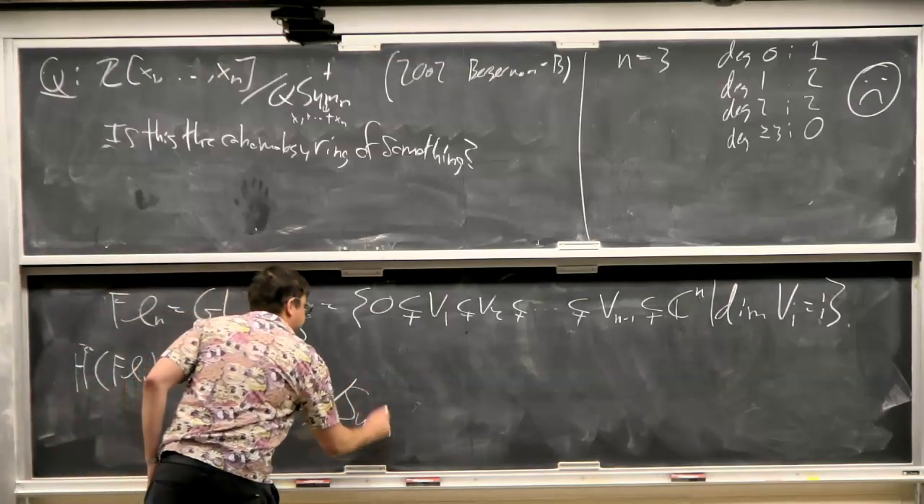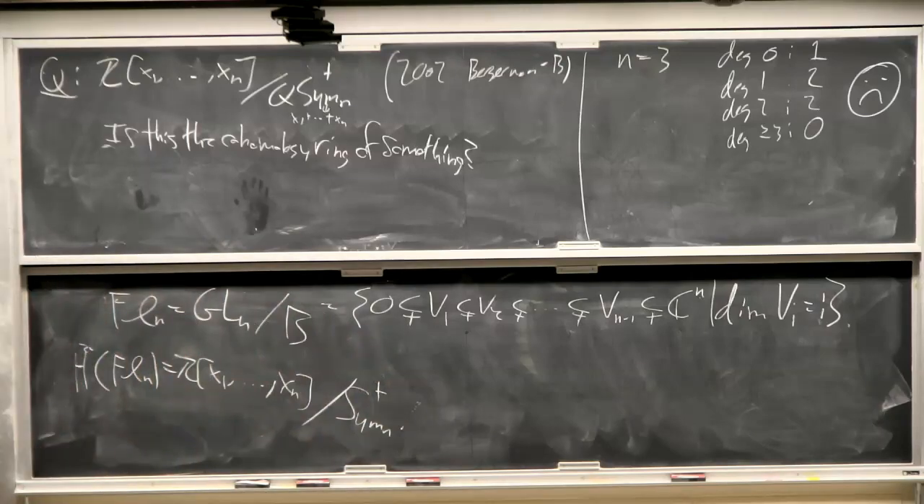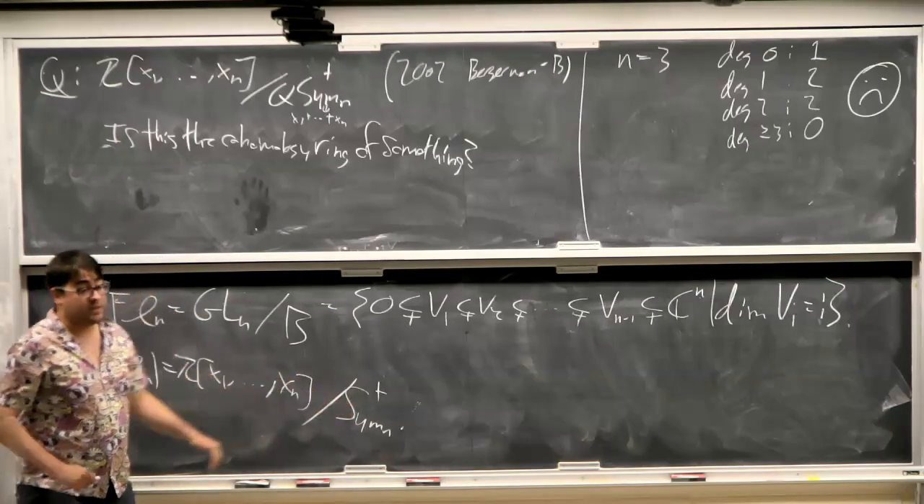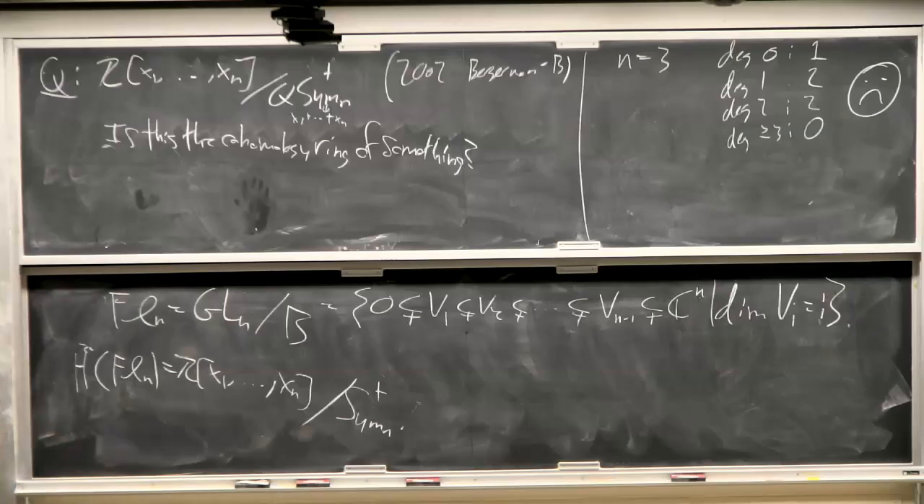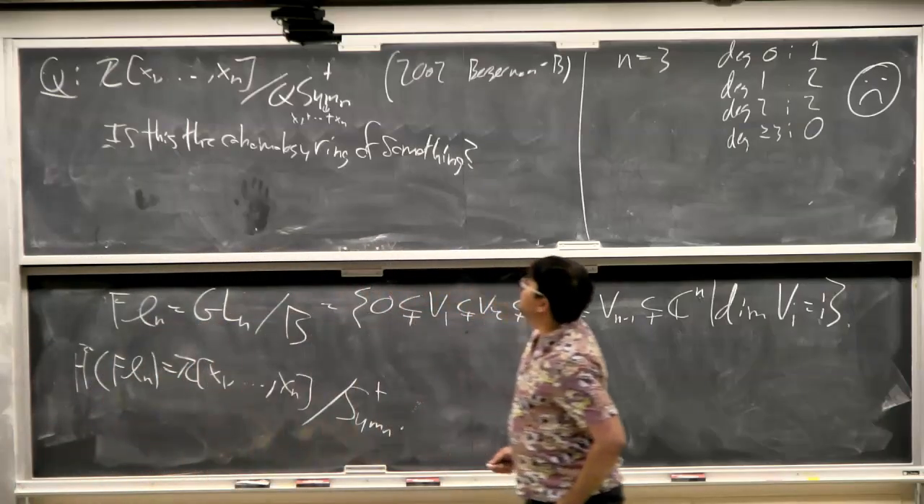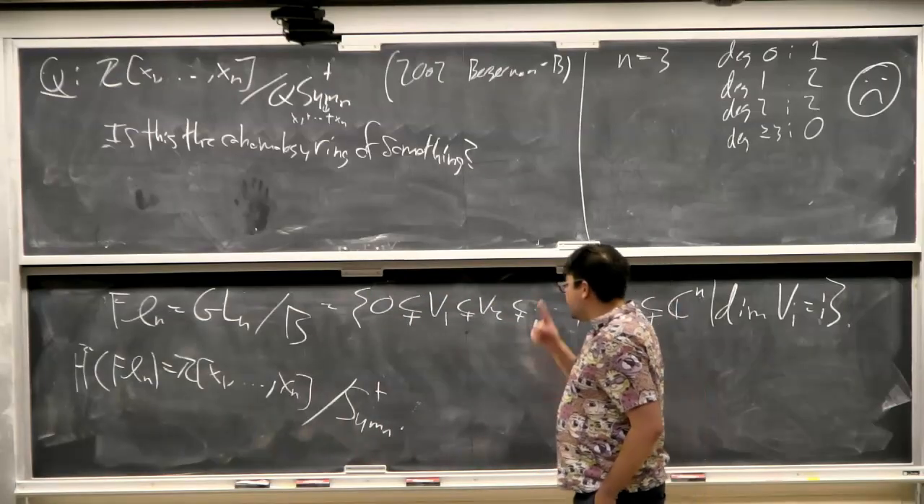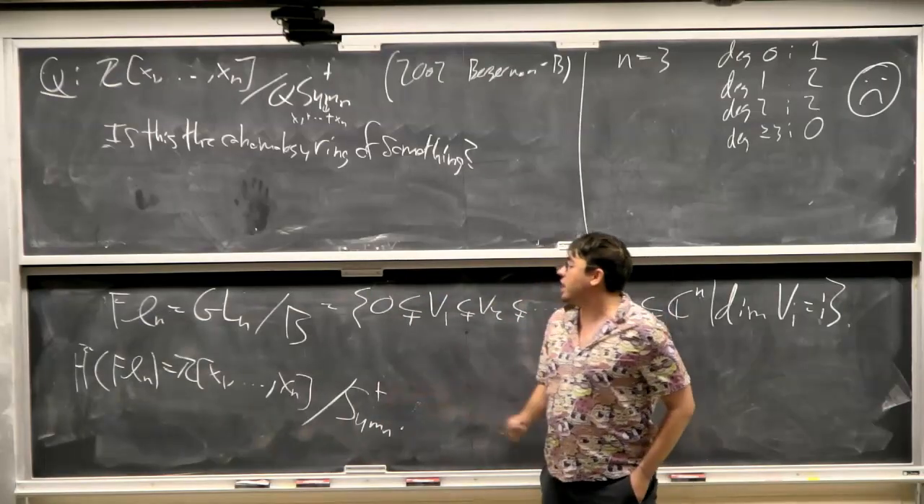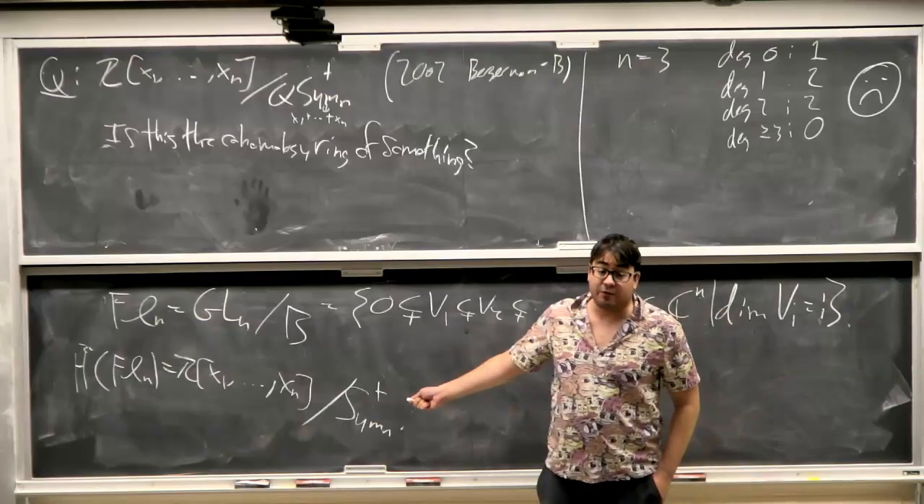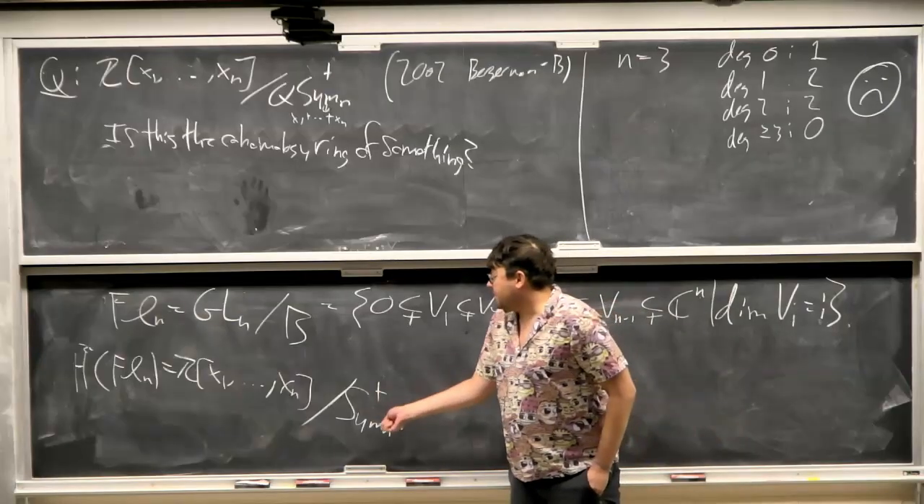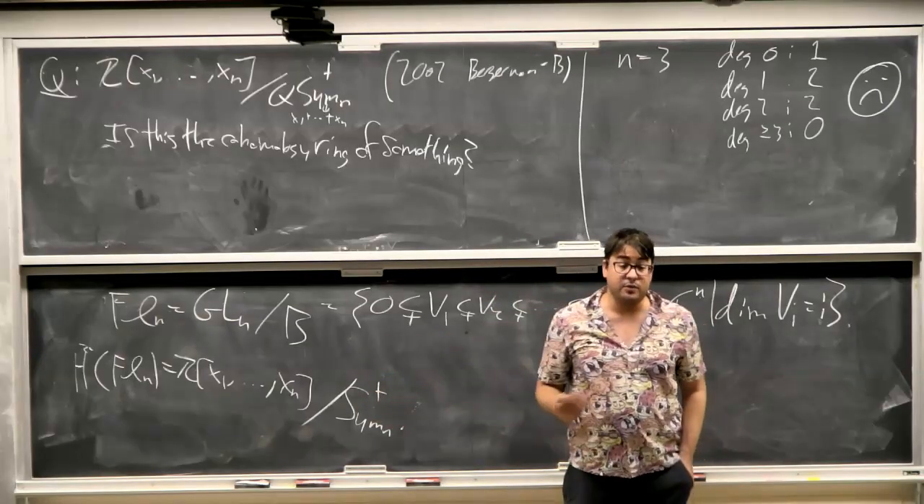Modulo symmetrics. So the flag variety's cohomology, it turns out that any symmetric function in these x's is equal to 0, as long as it doesn't have a constant term, because obviously 1 is not equal to 0. Okay, so in order to solve this question, I need to tell you, I guess, a way that you can show that in the cohomology of the flag variety, all of these elementary symmetric functions in the x's are equal to 0.